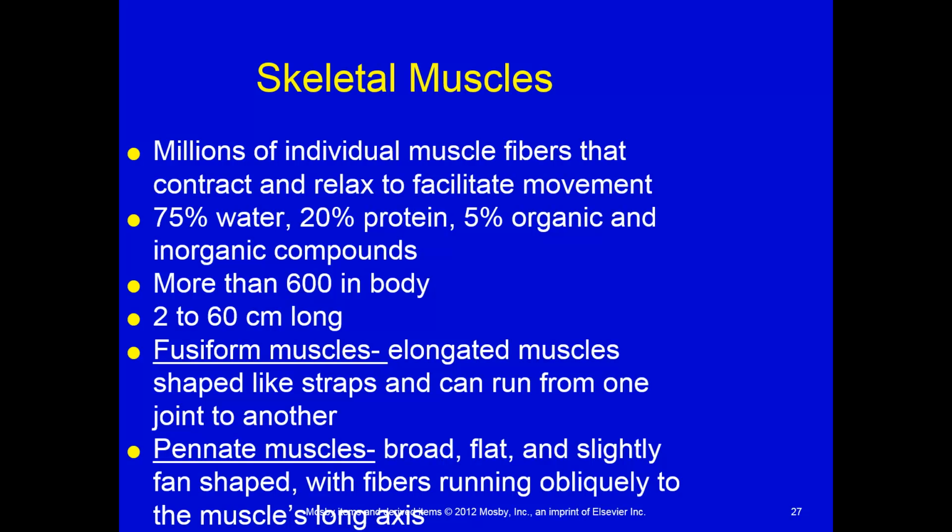Now, again, depending on which kind of muscle we're talking about, it can be super little, 2 centimeters long, to a big 60 centimeter long muscle. And we really talk about muscles looking at two different shapes or forms of a muscle, fusiform and pinnate. Your fusiform muscles are your elongated muscles that are actually shaped like straps that run from one end of a joint or one end of a bone to another.